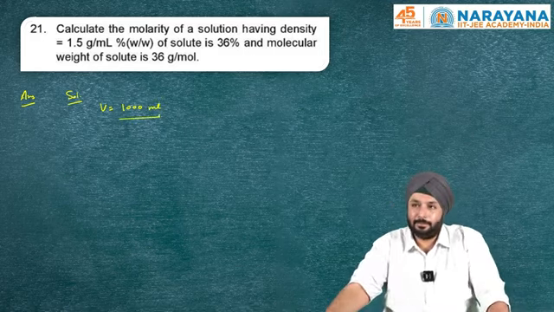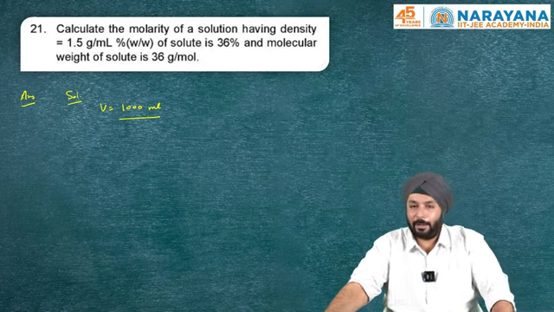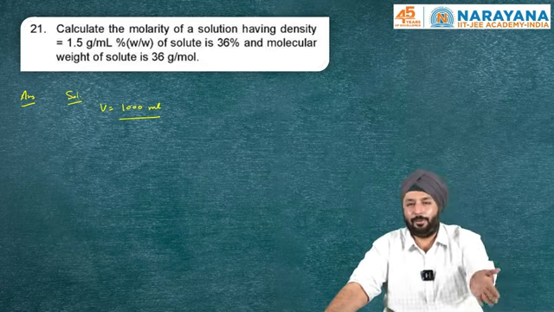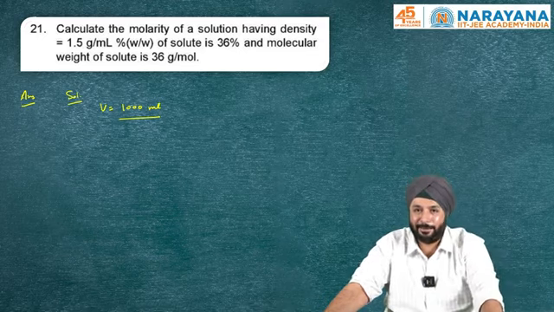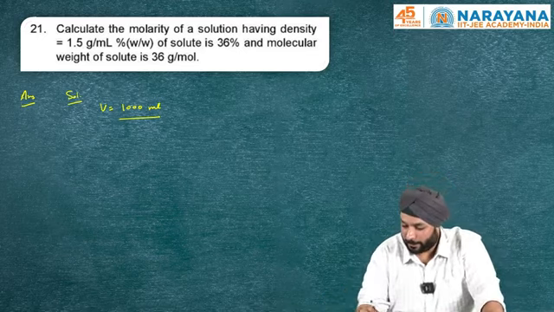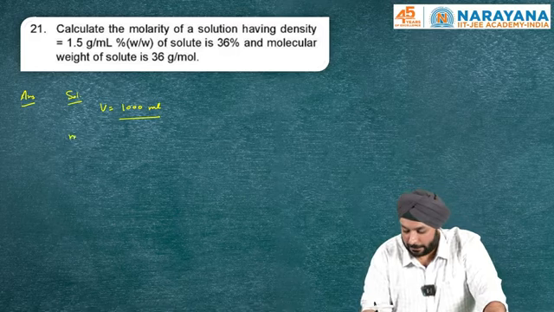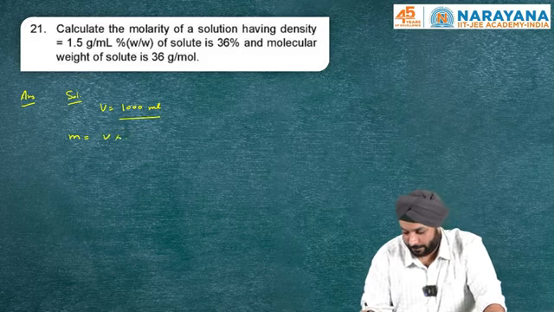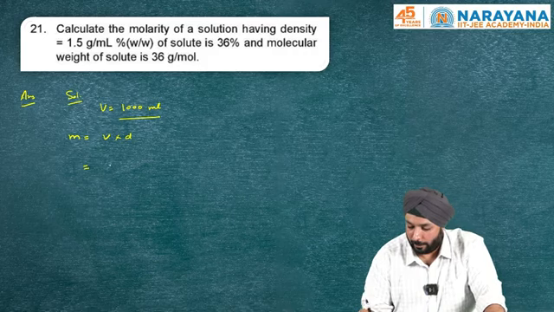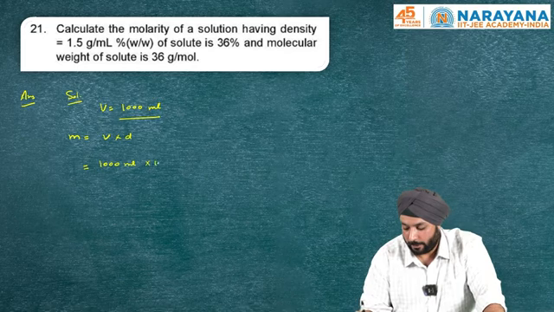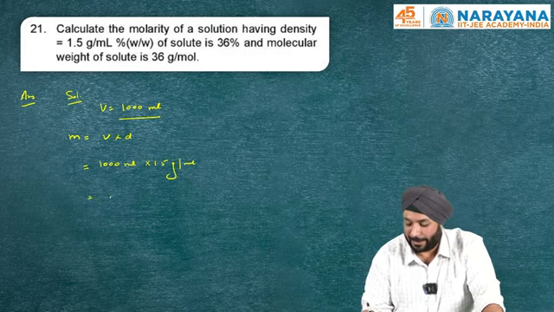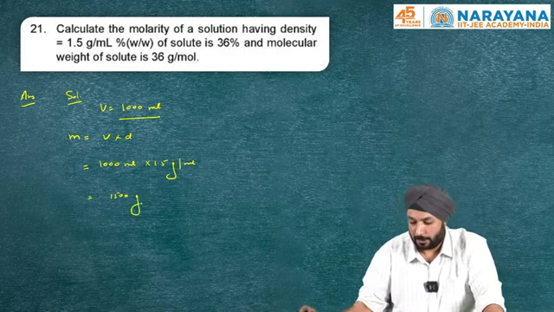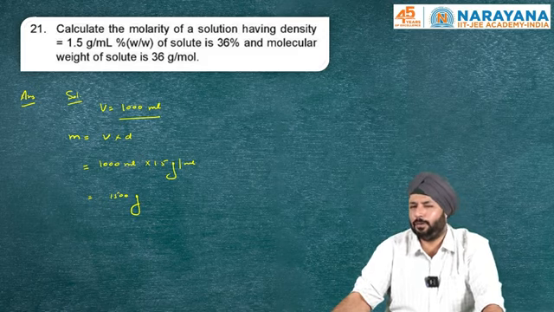That is 1 liter, right? So if we calculate the number of moles, number of moles over volume in liter will directly give me the molarity, right? So here mass is equal to volume into density, which will be equal to 1000 ml into 1.5 gram per ml. So we'll get 1500 grams as the mass of the entire solution, right?